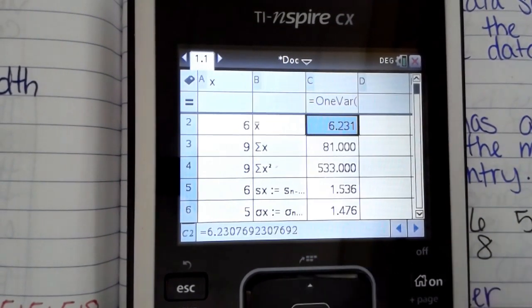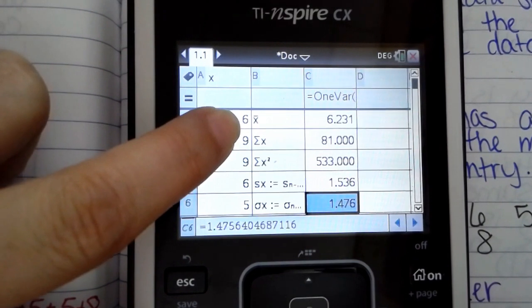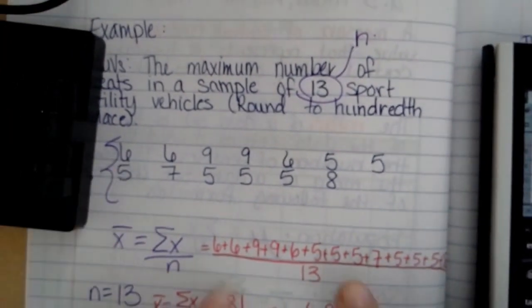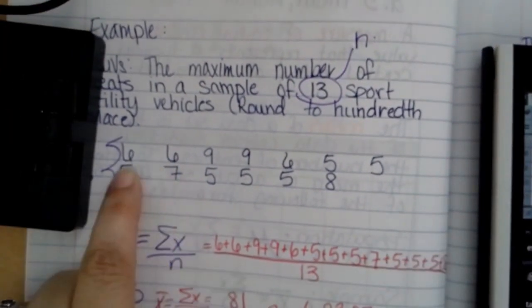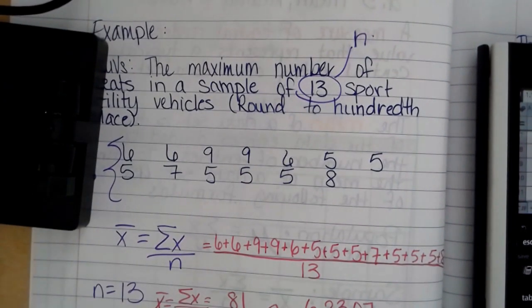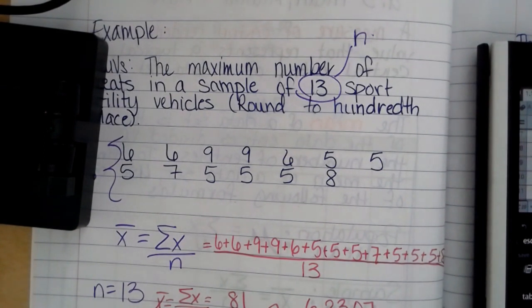The only thing that your calculator will not tell you is the mode. So again, here we found our mean, which was 6.23. We found our median, which is 6. But to get the mode, we have to look back at our data and find which data choice, 6, 9, 7, 5, or 8, had the most repeats. And in this case, it would be 5. So that should answer all of the questions for problem number 1.